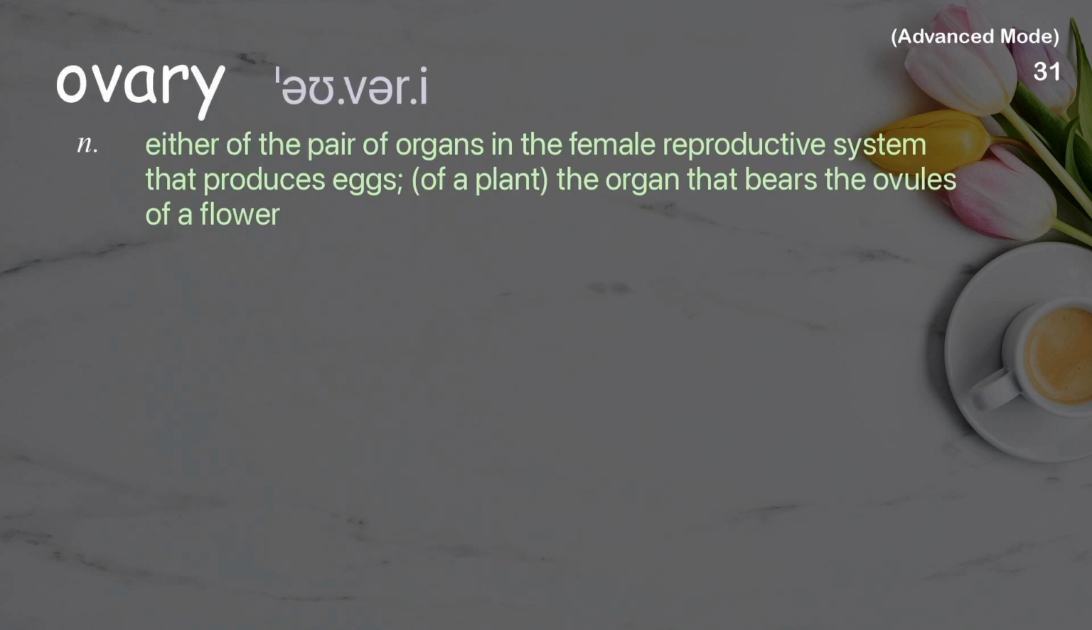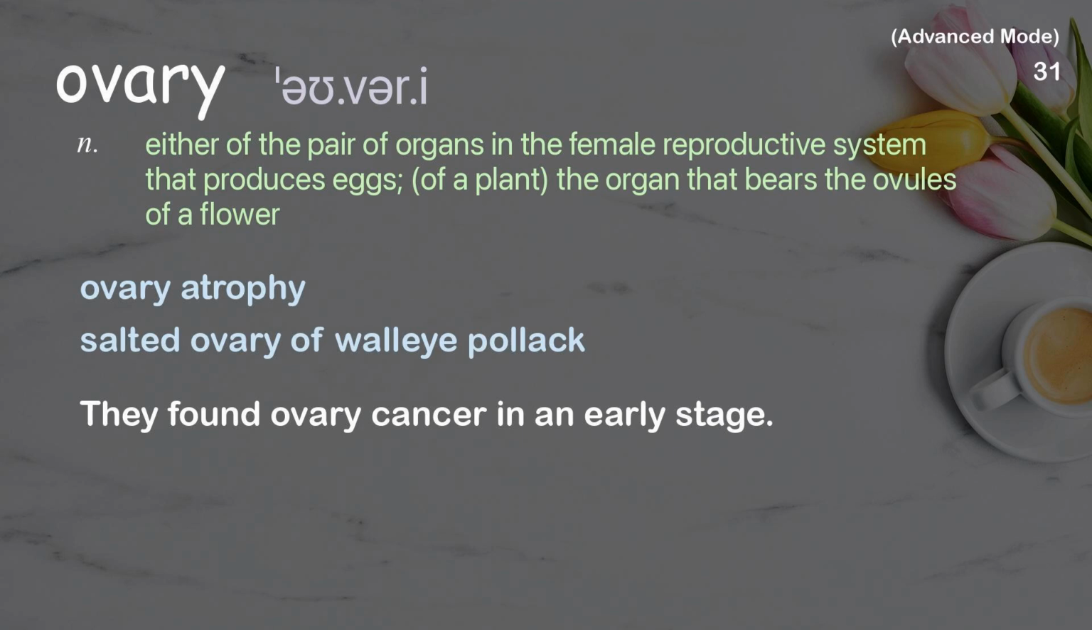Ovary. Either of the pair of organs in the female reproductive system that produces eggs, of a plant, the organ that bears the ovules of a flower. Examples: Ovary atrophy, salted ovary of walleye pollock. They found ovary cancer in an early stage.